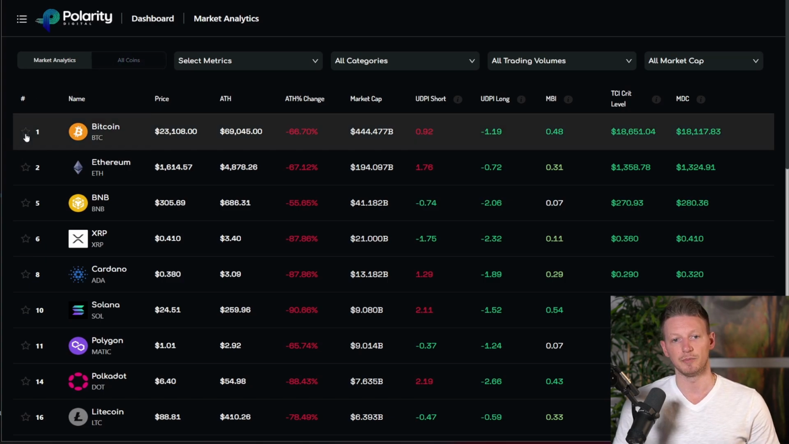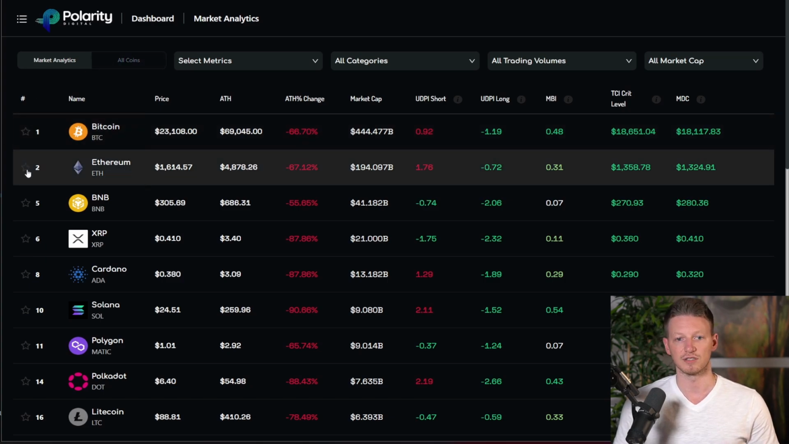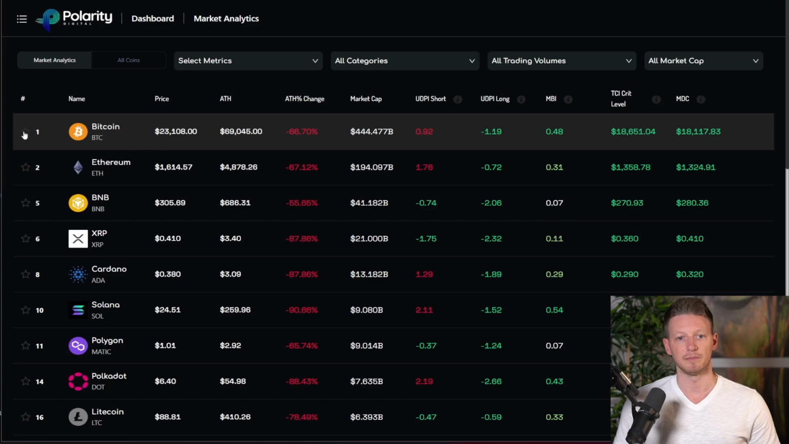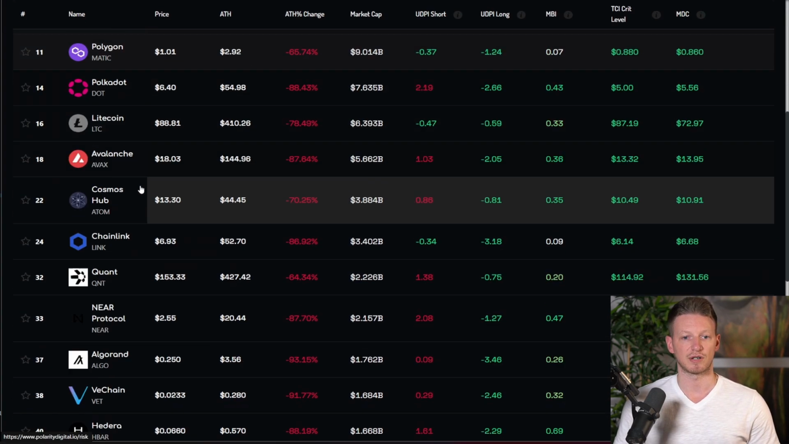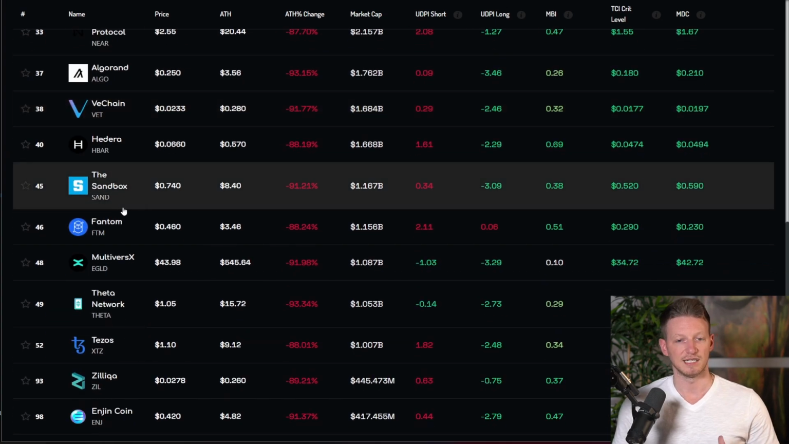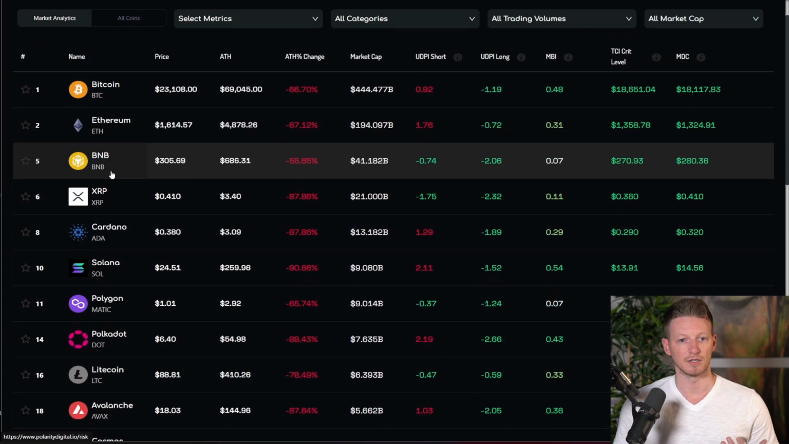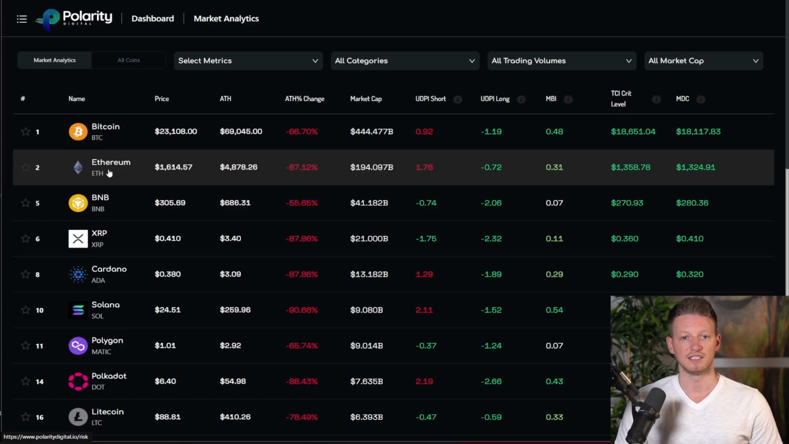In addition to that, you'll be able to save all of your favorite coins. So let's say you want to favorite Bitcoin, Ethereum, BNB, whatever. You want to basically filter out a lot of stuff that isn't important to you. You'll be able to easily do that and just save it right to your profile, so it's ready to show you every time you log on.